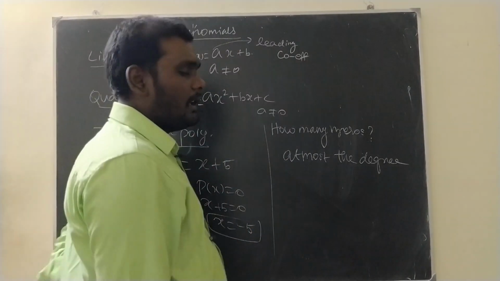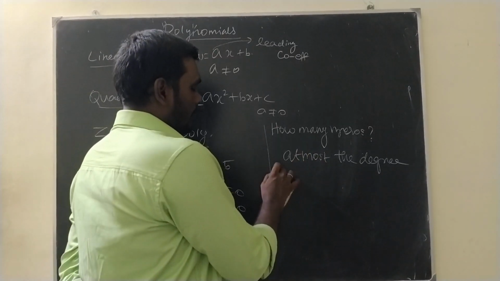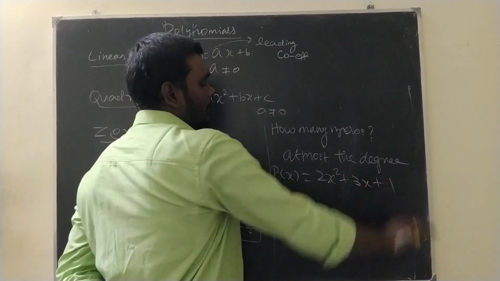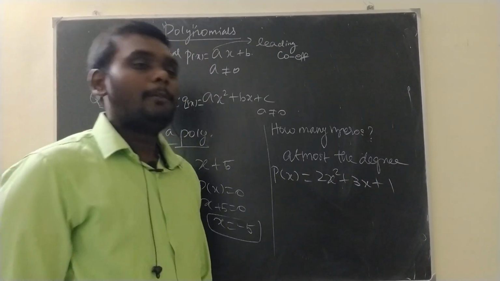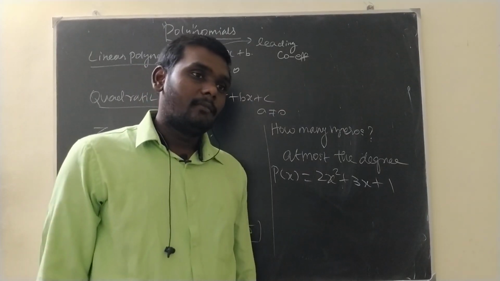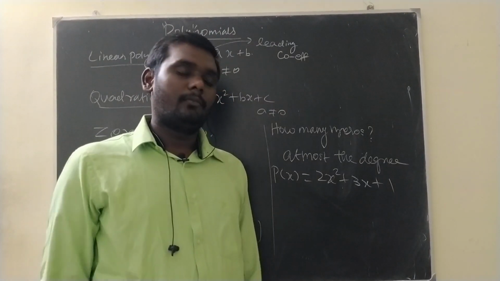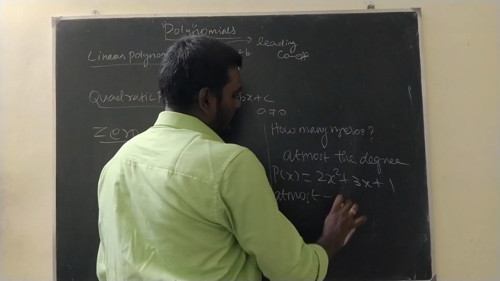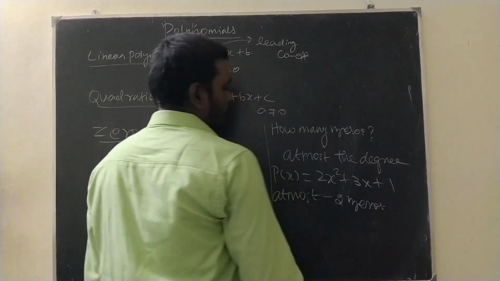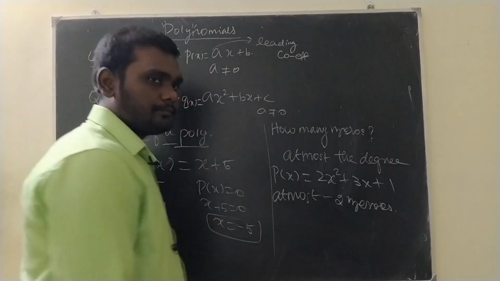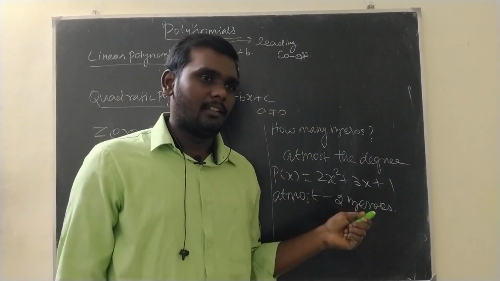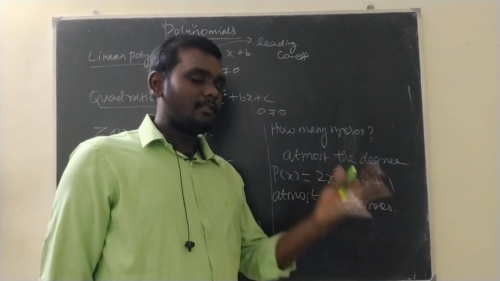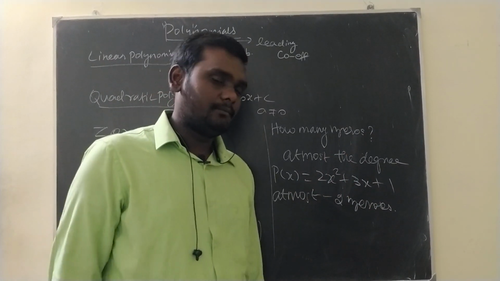If a polynomial has degree 2, take for example p of x is equal to 2x square plus 3x plus 1. This polynomial will have how many zeros? At most 2 zeros. To solve this, several methods are there that we will see. Here, at most 2 means there will be no 0 or else 1 zero or else 2 zeros, but not more than 2. That is the idea.